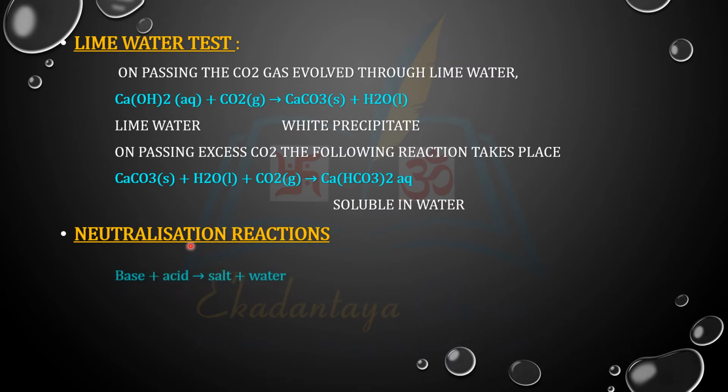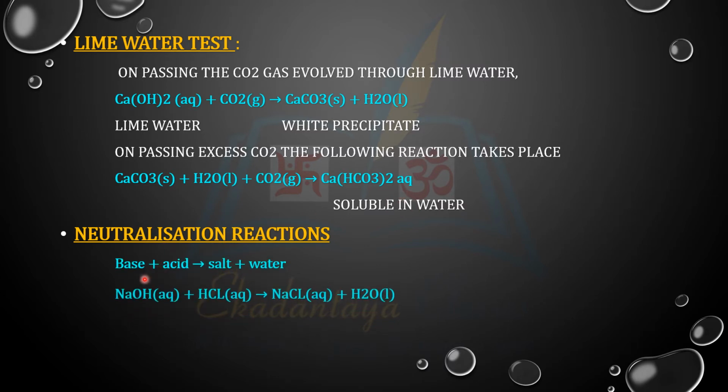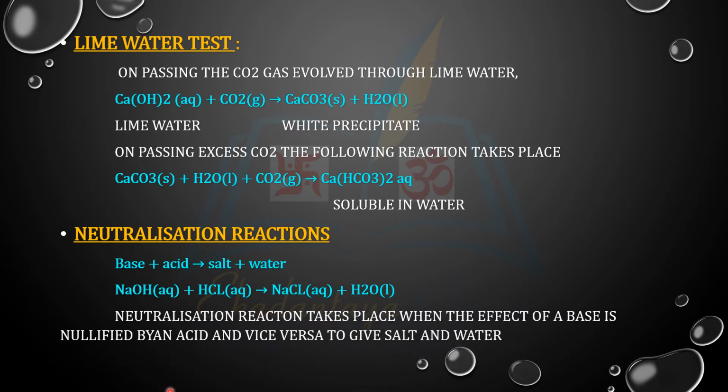Now let's see the neutralization reaction. Acid plus base gives salt plus water. NaOH plus HCl gives NaCl plus H2O. The neutralization reaction takes place when the effect of the base is nullified by an acid, and vice versa, to give water and salt. This is very important.